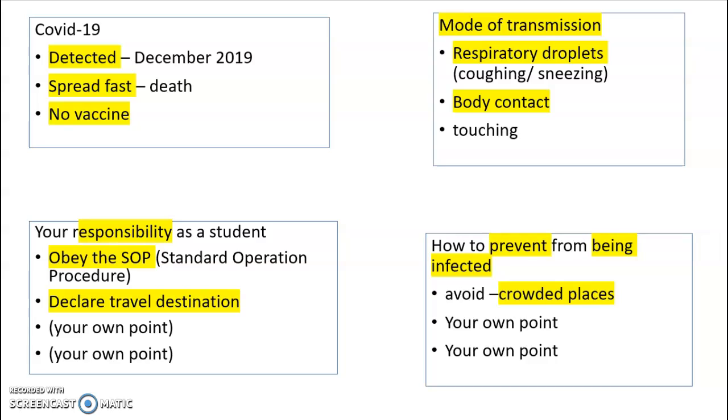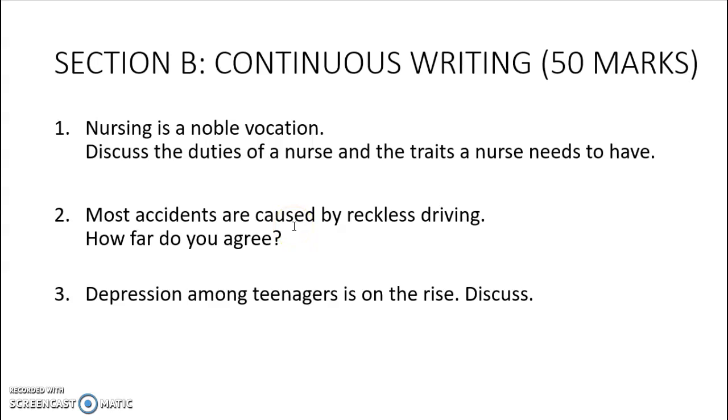Okay, so let's move on to Section B, continuous writing. This time you have five questions altogether. As usual, I encourage you to choose narrative writing, story. But if you are more confident with a factual essay or other types of essay, you can try. But remember, in the exam, don't take the risk. You just choose the question that you are confident with. Make sure you understand the question first before you start writing.